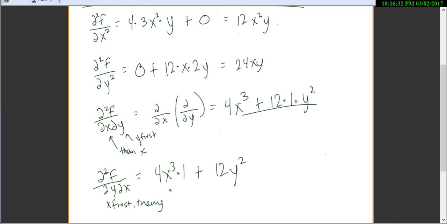Now you'll notice that these two match, and that will always happen for nice, simple kinds of functions that we do in this class. There are more complicated functions where that's not true, but everything in this class, they'll just always match.